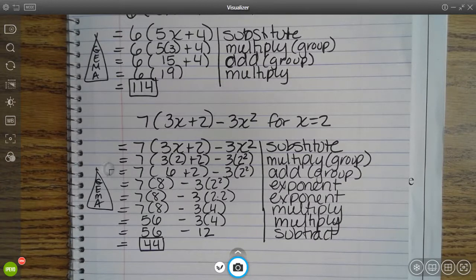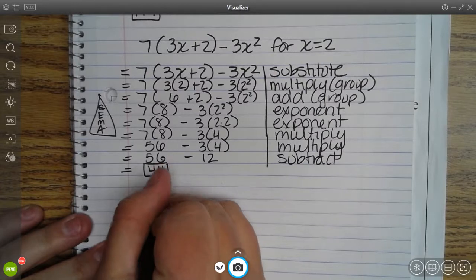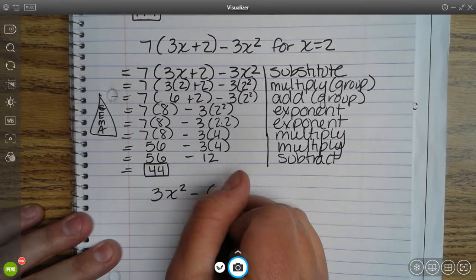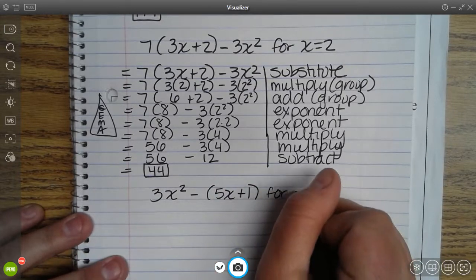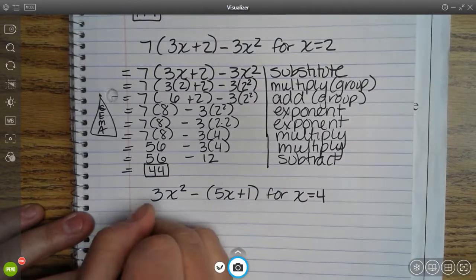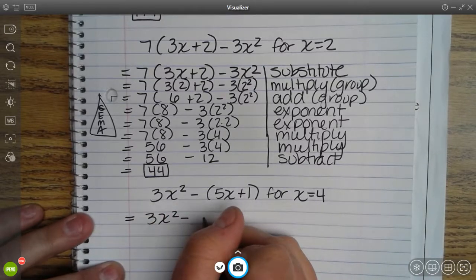Okay, and we have one more problem to work on before we're done. Again, a little bit longer problem. So this is 3x squared minus the sum of the product of 5x and 1 for x equals 4. So we're going to again rewrite our problem, 3x squared minus the sum of the product of 5x and 1.